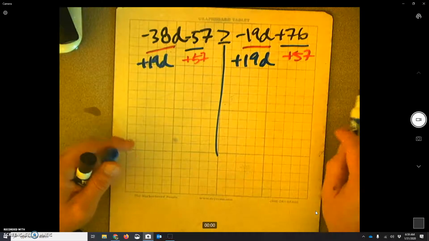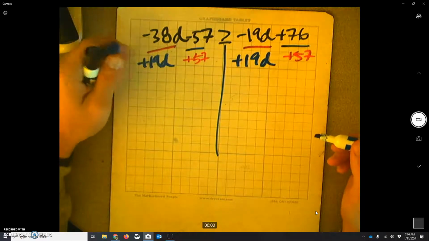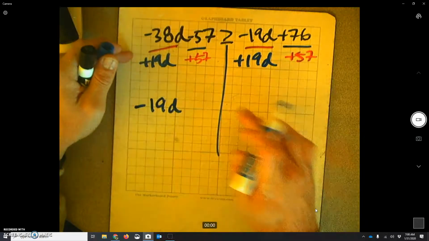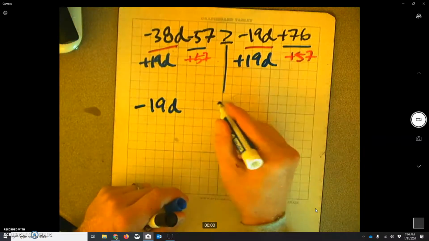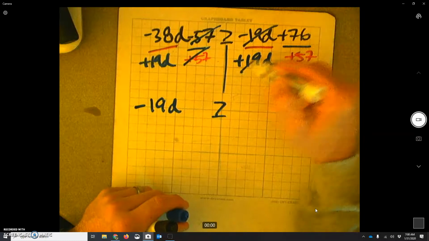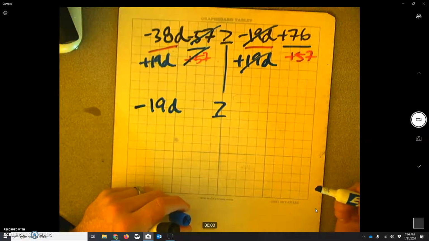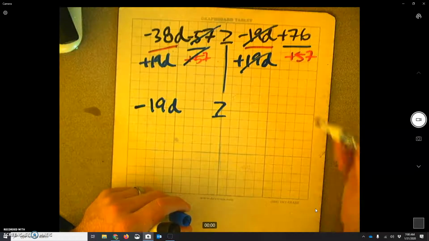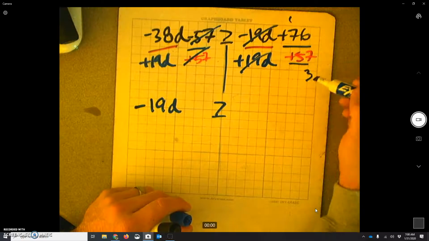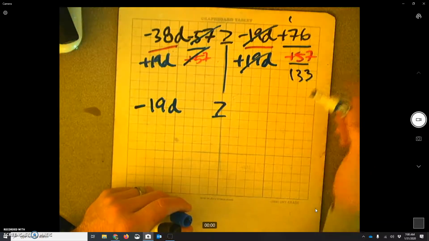Okay, so let's do the math here. We have negative 38d plus 19d. If you can't do that in your head, grab a calculator. I can. The answer is negative 19d. Erase this. That's my way. Rewrite the sign. Cross off, cross off, cross off, cross off. 76 plus 57. Is that all right? Yeah, that's right. So 6 and 7, that's 13. And then we get 1 and 7 is 8, plus 5 is 13 again, so 133.